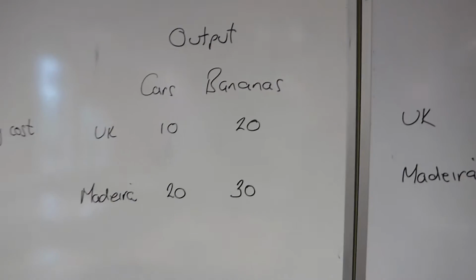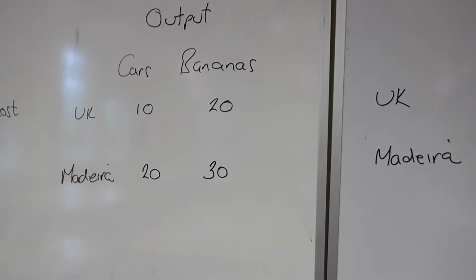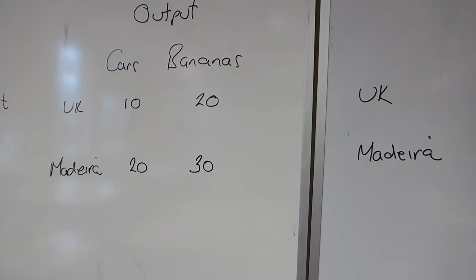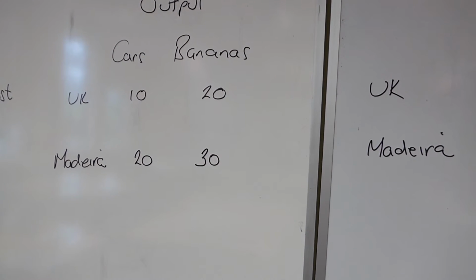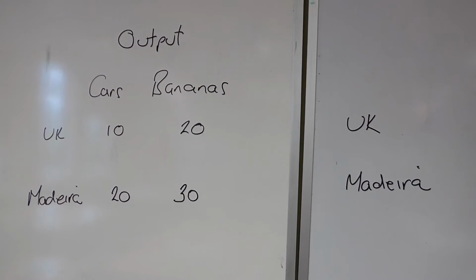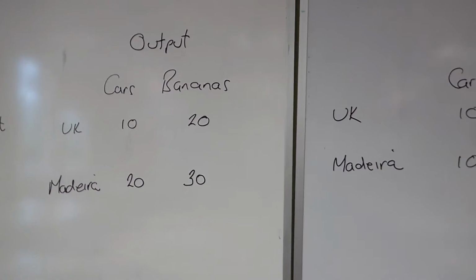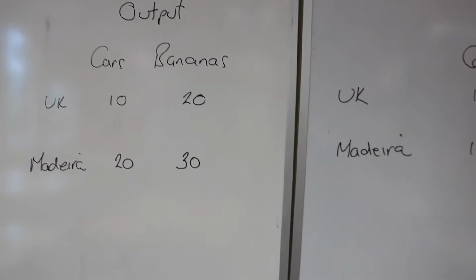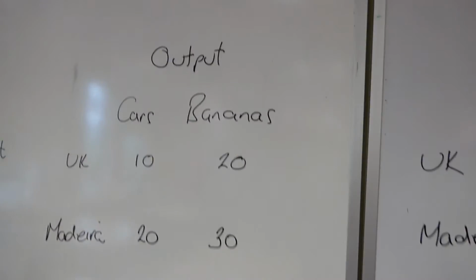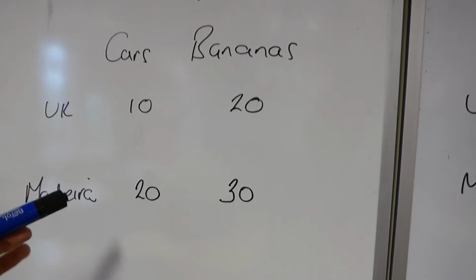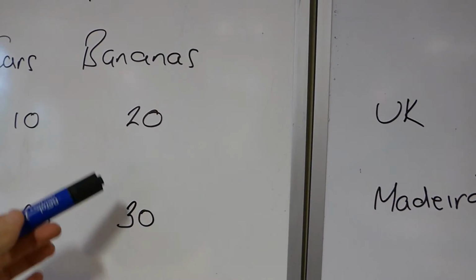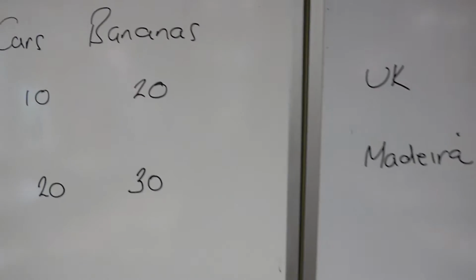Now, a country is said to have an absolute advantage in the production of that good or service which it can produce the most of in absolute terms, or alternatively at the lowest possible cost. It's quite clear-cut in this example. In terms of cars, the UK can produce 10, Madeira can produce 20. In terms of bananas, the UK can produce 20, Madeira can produce 30.